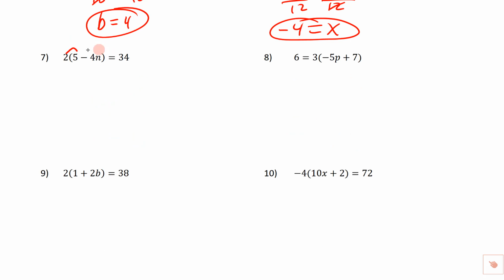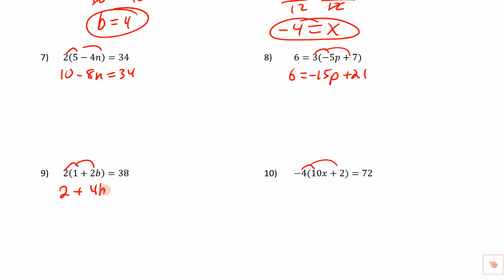We'll slide down here, and again, continuing with this. We just do this on each one. Every time we see a set of parentheses, we're going to distribute that through to simplify. So we get 10 minus 8n equals 34. On this one, we'd get 6 equals negative 15p plus 21. On this one, we get 2 plus 4b equals 38. And on this one, we get negative 40x minus 8 equals 72.